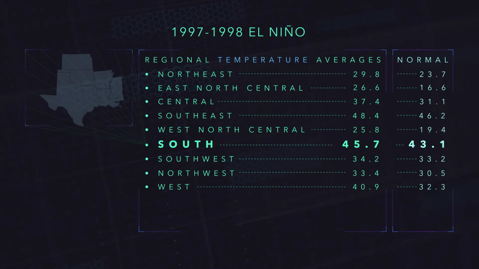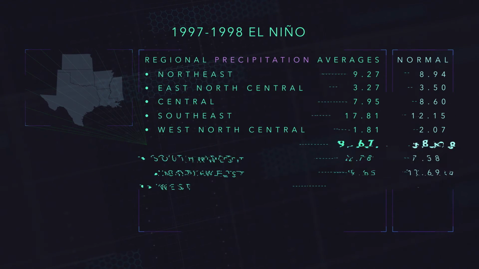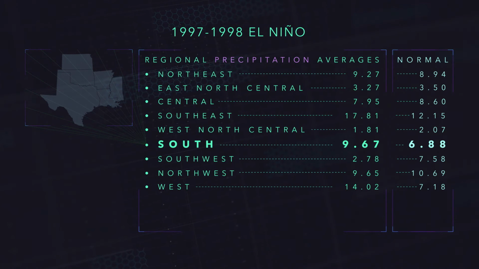Now, during that 1998 El Nino, the South Division, ours, had an average temperature, add it all up, 45.7, and the normal temperature for that time of year is 43.1. So well above normal for our zone temperature-wise. Now let's take a look at precipitation. Southern region. During the 1997-1998 El Nino, we had 9.67 inches of rain on the average, and the normal is 6.88. So we were wet and warm. Big El Nino does not necessarily mean the next big El Nino will be the same.